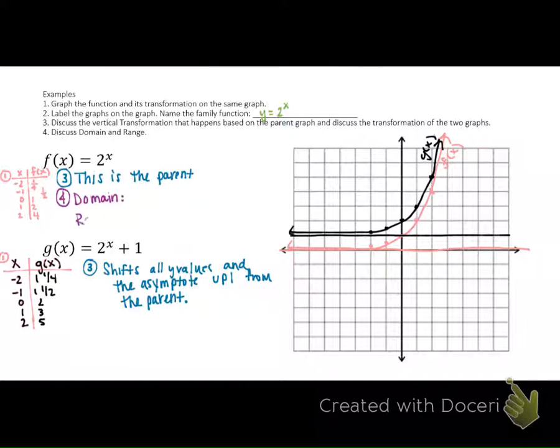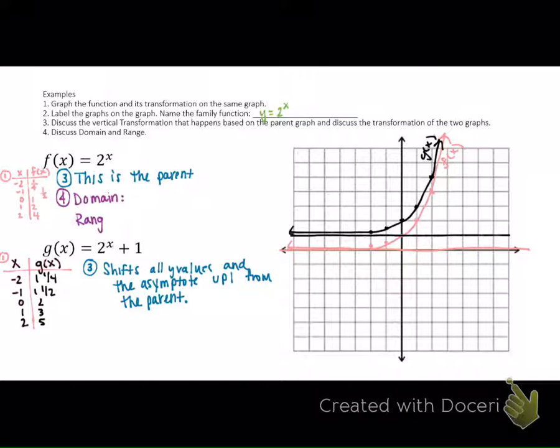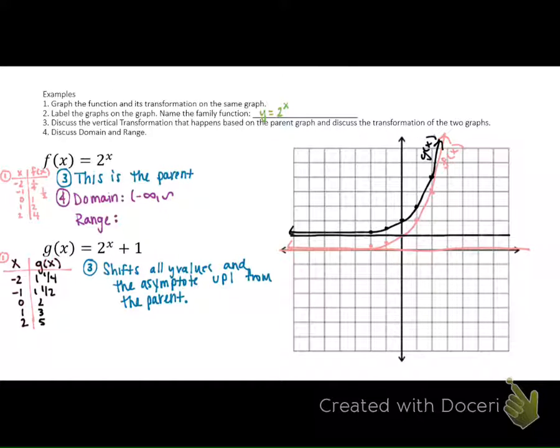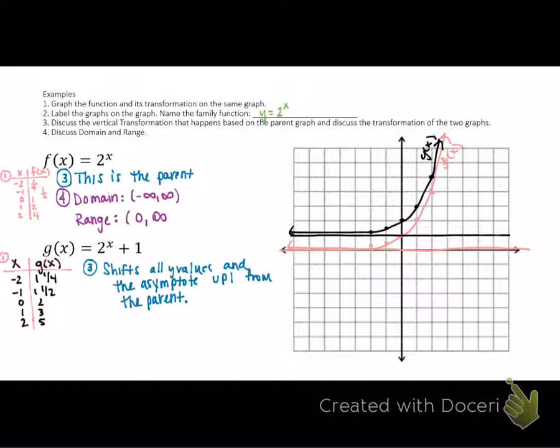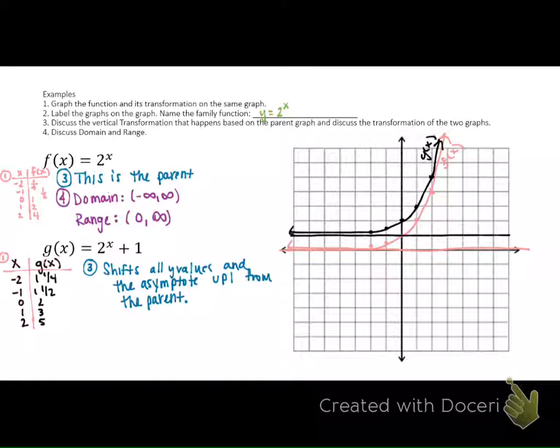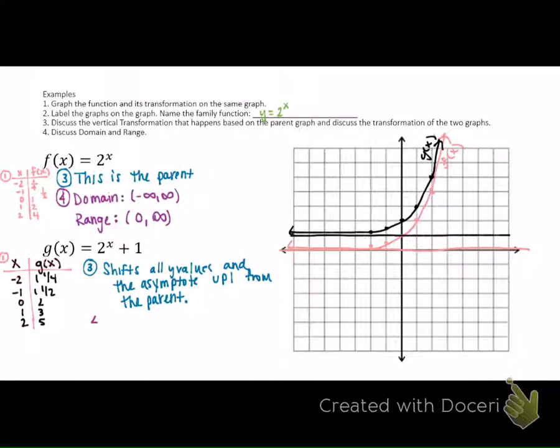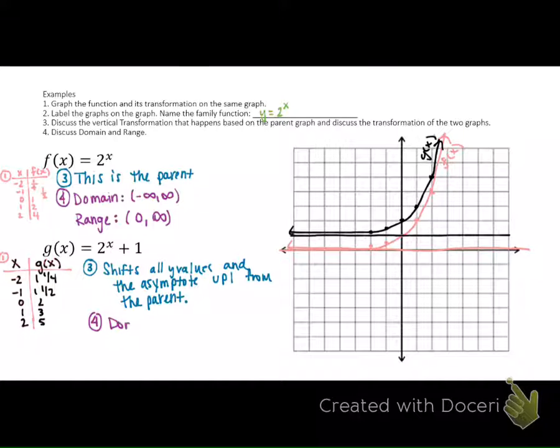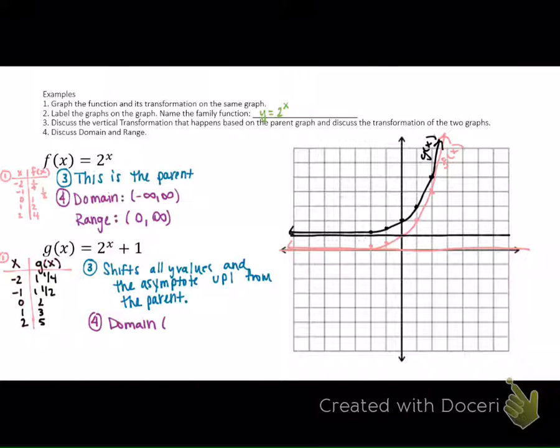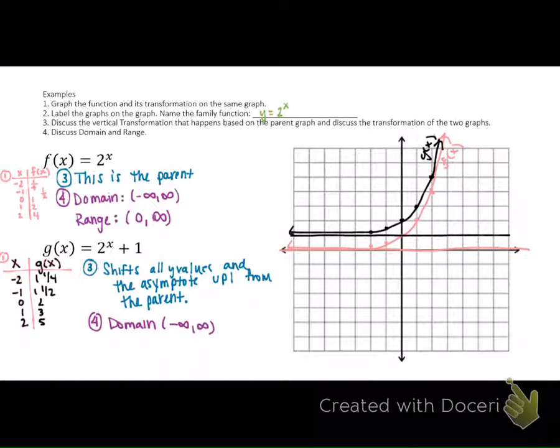Carly, what's my domain of the first one there, f of x? Good, and what's my range? 0 what? Infinity. Good. We don't go below our asymptote there. Kelly, what's my domain of g of x, sorry? Good, it goes forever in both directions.